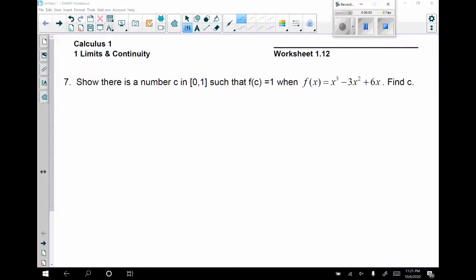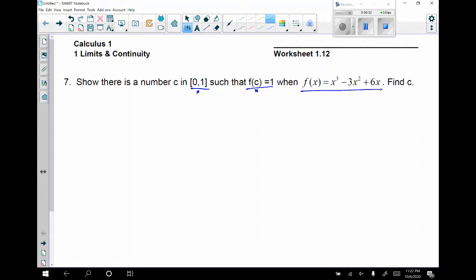All right, calculus, here's some questions that I picked out. From 1.12, number 7, review of the IVT here. So intermediate value theorem. Show there's a number, c, in 0 to 1. Those are our x values. Such that f of c equals 1. We're looking for an x value in there when we have our function.